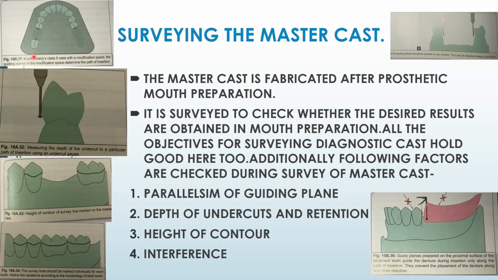Over here, as you can see, these are the proximal points. This was the guiding plane. The guiding plane is prepared on the proximal surface of the abutment teeth. On the proximal surface of the abutment teeth, it guides the denture during insertion only along the path of insertion. They prevent the placement of the denture along any other direction. So these are basically the objectives of surveying.